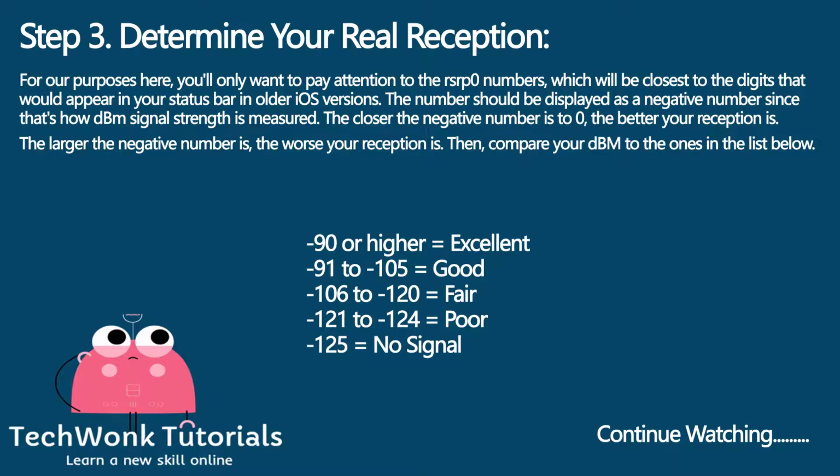Step 3. Determine your real reception. For our purposes here, you'll only want to pay attention to the RSRP0 numbers, which will be closest to the digits that would appear in your status bar in older iOS versions. The number should be displayed as a negative number since that's how dBm signal strength is measured. The closer the negative number is to 0, the better your reception is. The larger the negative number is, the worse your reception is. Then, compare your dBm to the ones in the list below.